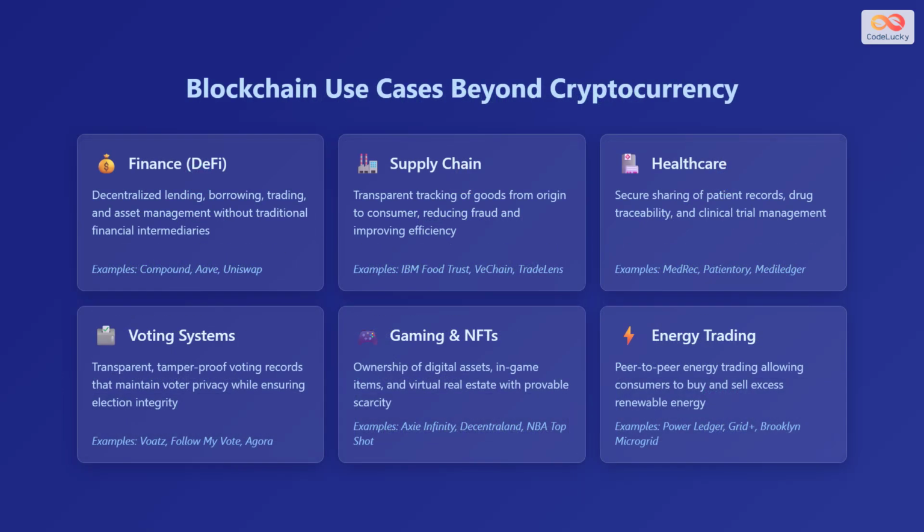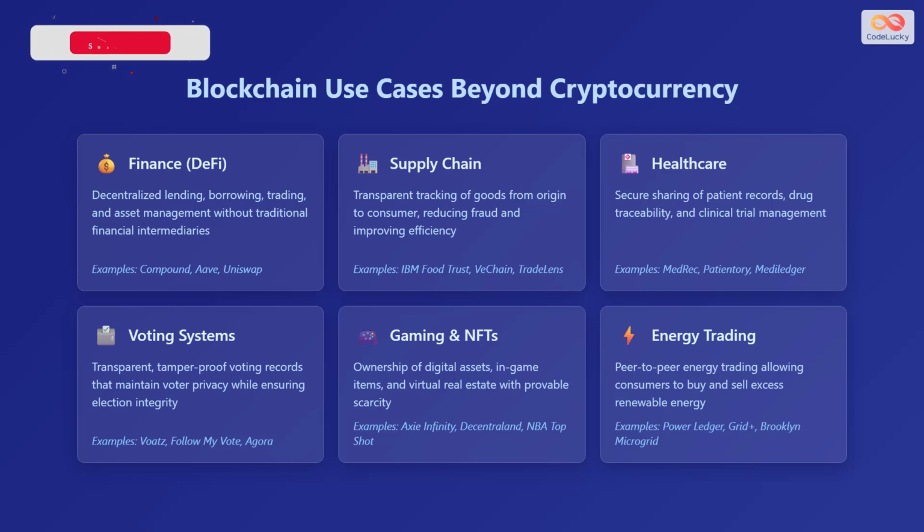Blockchain technology has numerous use cases beyond just cryptocurrency. In finance, blockchain enables decentralized lending, borrowing, trading, and asset management without traditional financial intermediaries. Examples include Compound, Aave, and Uniswap. In supply chain management, blockchain provides transparent tracking of goods from origin to consumer, reducing fraud and improving efficiency. Examples include IBM Food Trust, VeChain, and TradeLens.